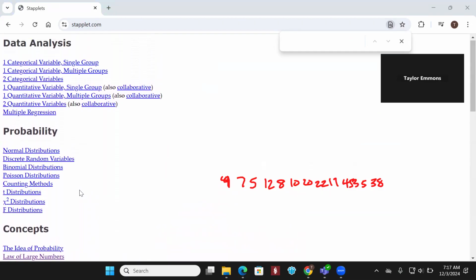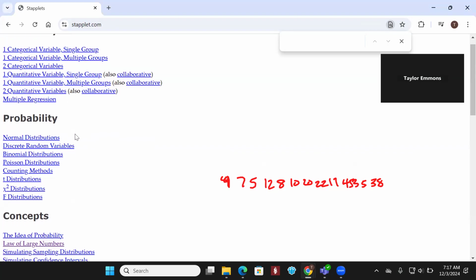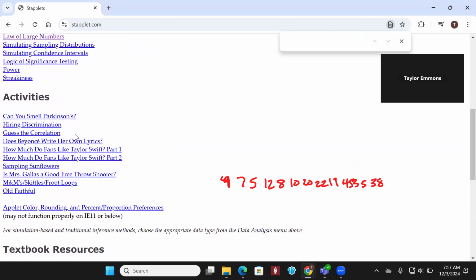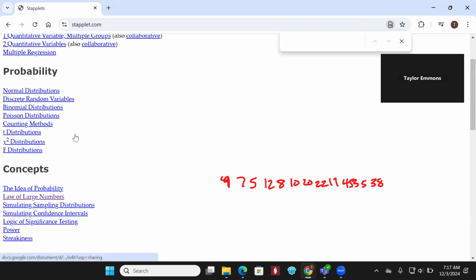45, 35, 38. Okay, after which number? 22, 17, 45, 35, 38. Okay, so it should be this first one.